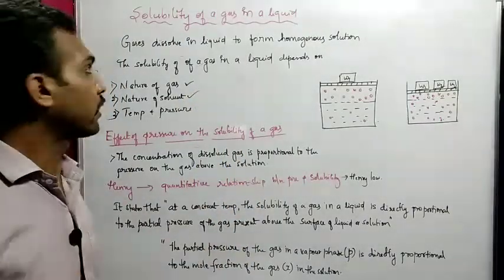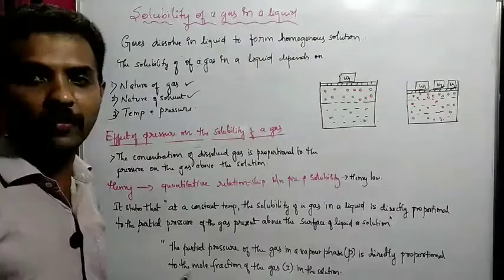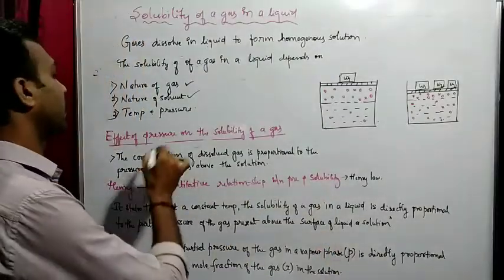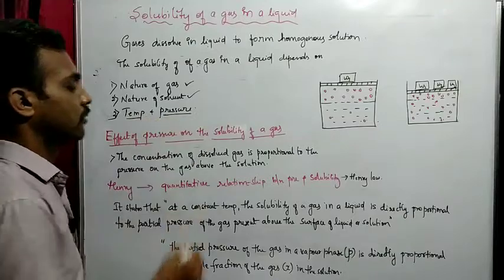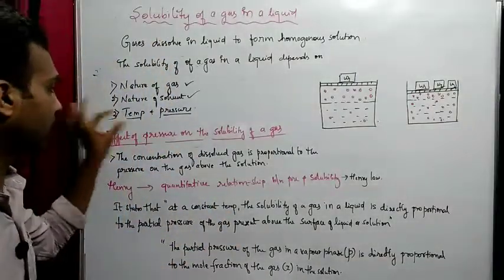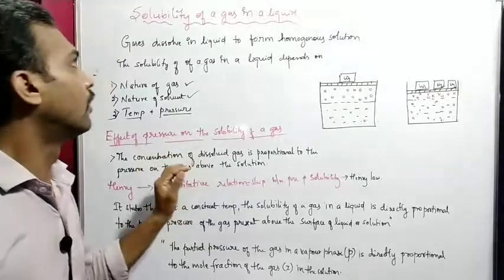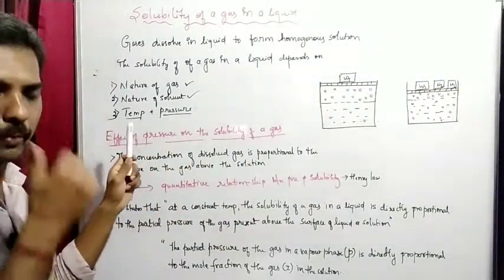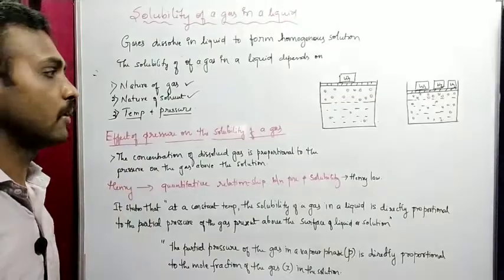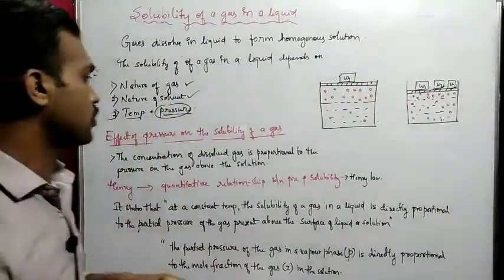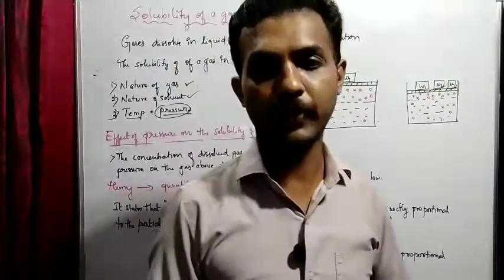And the most important factors for dissolution of gas in liquid are the temperature and pressure. The effect of temperature and the pressure on the solubility of a gas in a liquid plays an important role. So very important, that is temperature and the pressure, right? So first we will go for the pressure, the effect of pressure on the solubility of the gas, right?